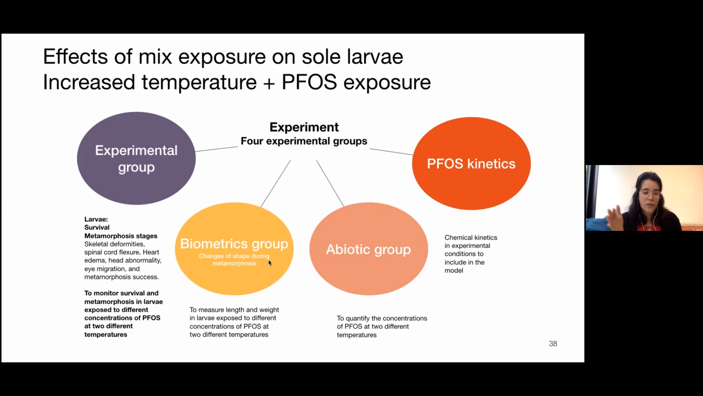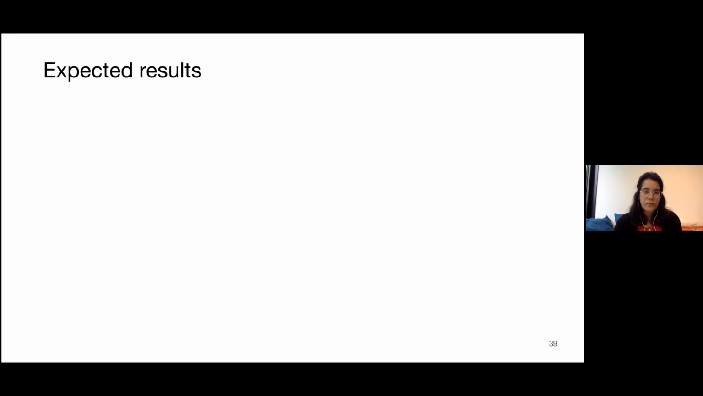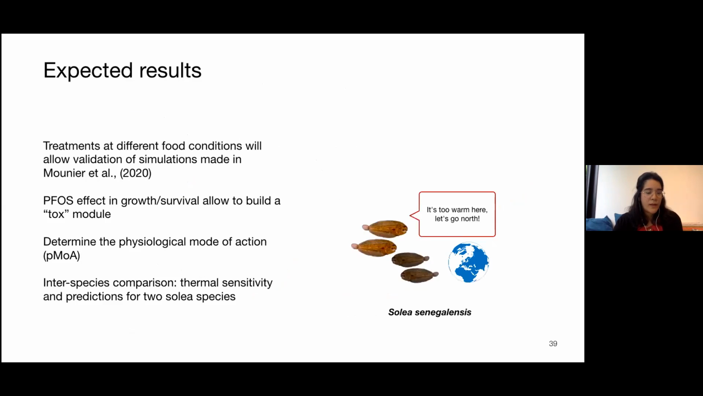So we sacrifice the larvae every week to monitor size and weight. The results of the experiments will be used, as I said before, to validate the predictions and to build this TOTS module. And if we are lucky, in the long term we can also do an interspecies comparison with another species that we can find here in France, Solea senegalensis, but its distribution is more towards the south and the Mediterranean. The hypothesis behind it is that the geographical distribution might change in future years because of climate change, because there are more warm climate species. But yeah, this is not for right now.